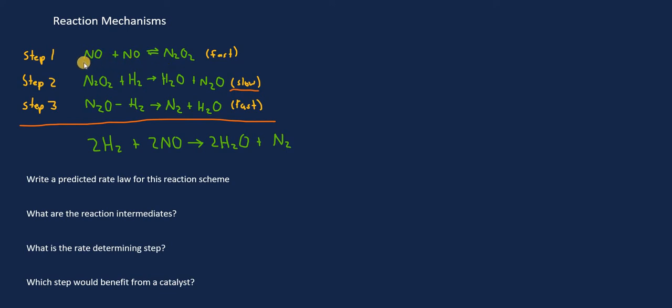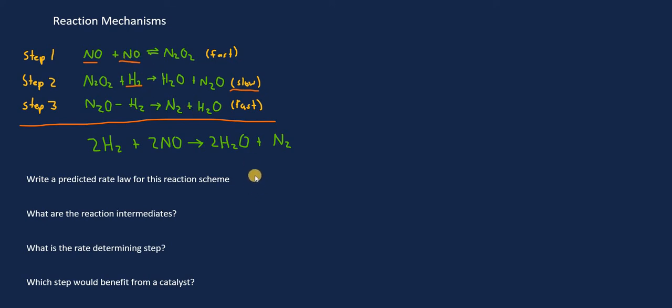So, when you want to write a predicted rate law for reaction schemes or reaction mechanisms, you want to take into account the reactants that you have up to and including the slow step. So that's going to be these two NOs here. We're not going to worry about the N2O2 because it cancels. And then this H2 right here. We're not going to worry about this last step because this last step comes after the rate determining step. We only want to concern ourselves with the reactants that come before and during the rate determining step.